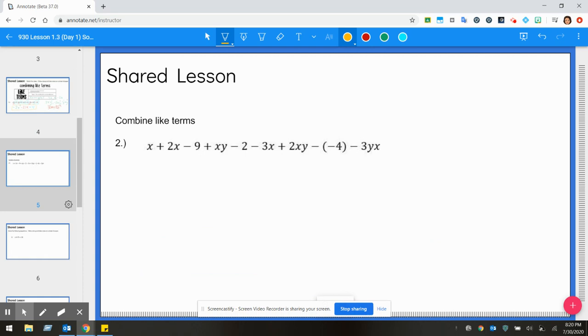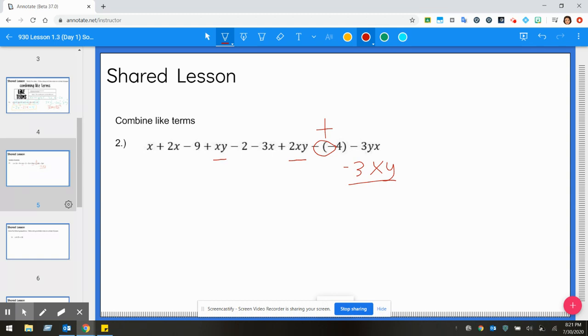So taking a look at this, just examining what I'm working with, right away I see, this minus and negative becomes positive. I'm also noticing, if you take a look, I have one xy here. So the coefficient in front of xy is like an invisible 1 in front. I have positive 2xy minus 3yx. This is actually equivalent to negative 3xy. So these three are all like terms, okay?